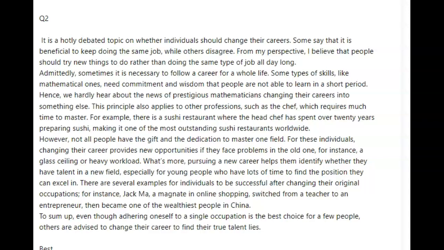To sum up, even though adhering oneself to a single occupation is the best choice for a few people, others are advised to change their careers to find where their true talent lies. Okay, and then adhering to one occupation, not adhering oneself.